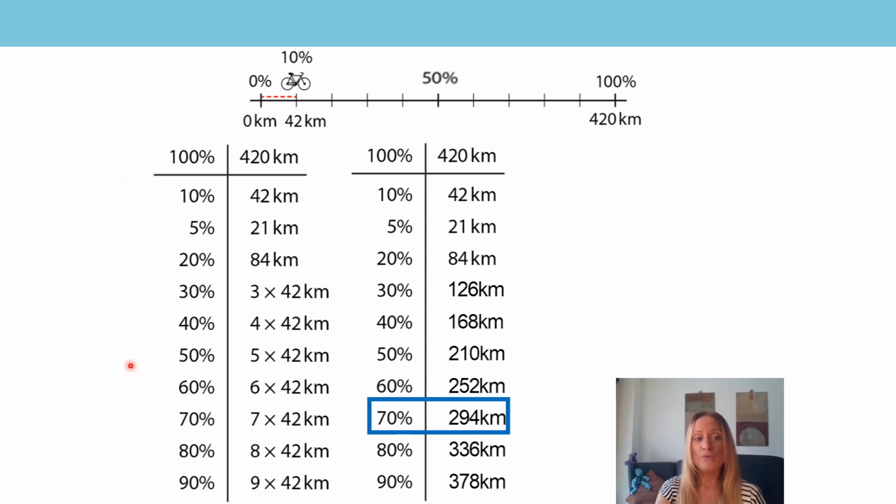So really, what we can see from this is that actually we write our ratio tables to find key facts, to find those fraction, decimal, percentage relationships that we know really well. So we know 50% really well, don't we? We know how to find 10% really well. We can find 25% really well. And once we've got some key facts in our ratio table, we can use them to find any other percentage.